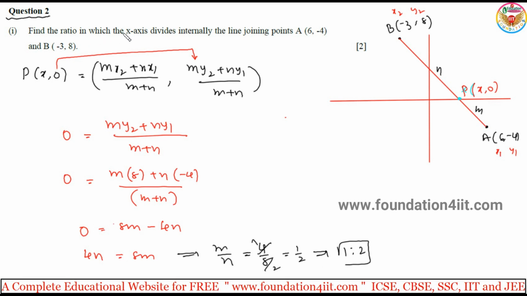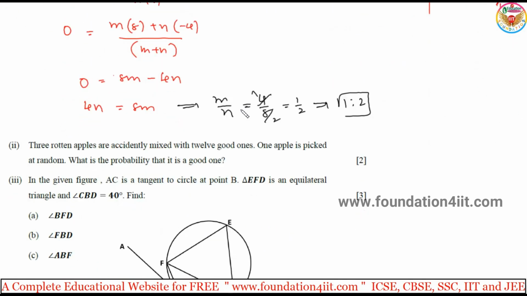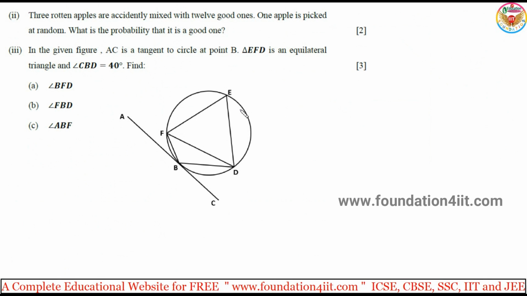The ratio 1 is to 2, in which the x-axis divides these 2 points internally. Okay, mainly we applied this section formula. This is for the 2 marks. Right, and the second question. 3 rotten apples are accidentally mixed with 12 good ones. One apple is picked at random, what is the probability that it is a good one?